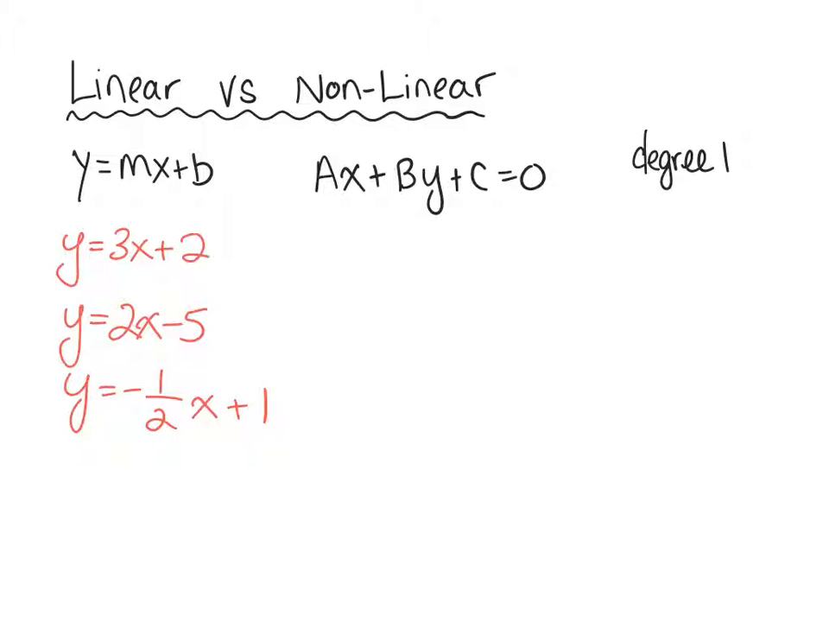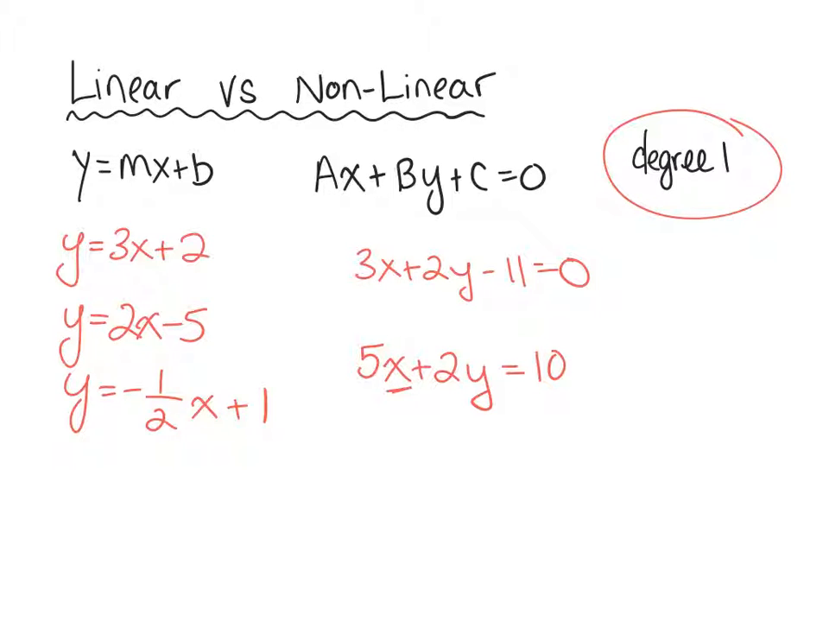And you could also see it in standard form, like 3x plus 2y minus 11 equals 0. That's still linear. You could see a version of standard form where maybe they'd go like 5x plus 2y equals 10. So all of these things are linear. They're all degree 1, meaning the x only has an exponent of 1. There's nothing weird about the y. It's also just an exponent of 1. And there's no trig or square roots or anything weird. So those are all linear.